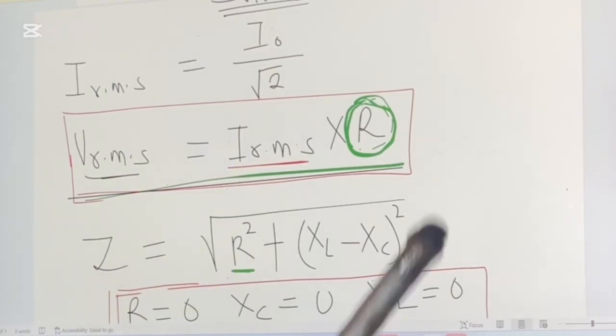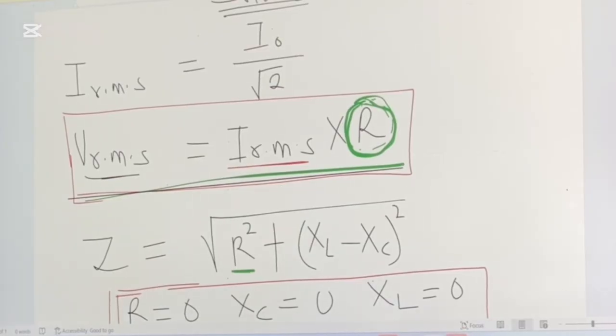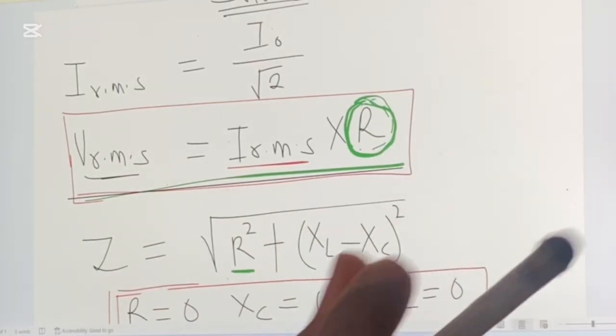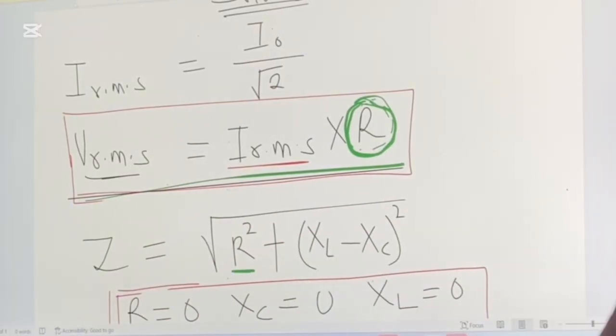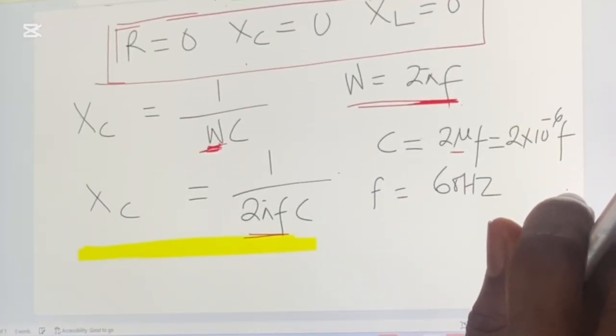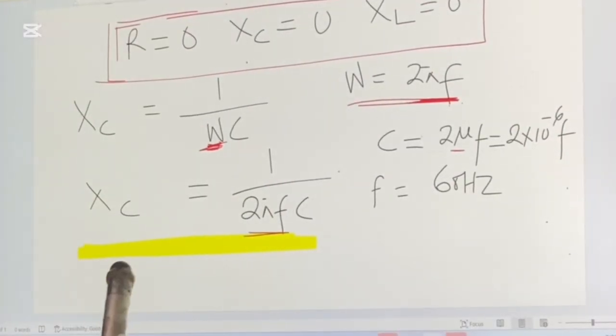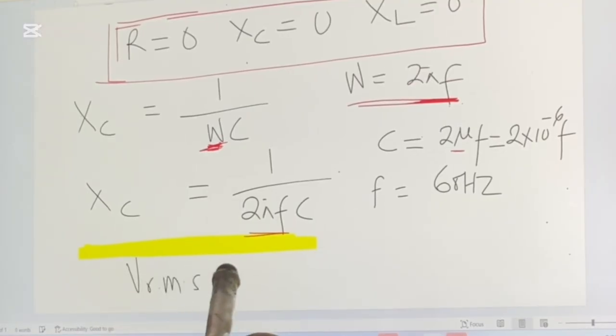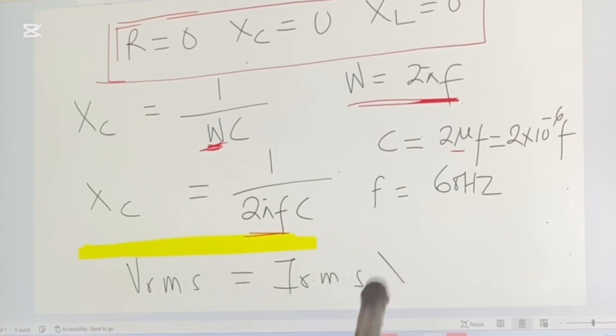What is given to us here is a capacitor, and from the capacitor we can calculate the reactance capacitance. So what will stand as the resistance in this equation is reactance capacitance. So in place of this here, root mean square voltage is equal to root mean square current times reactance capacitance.